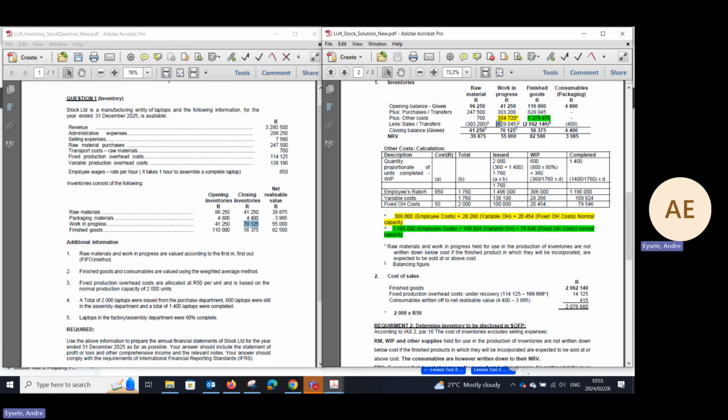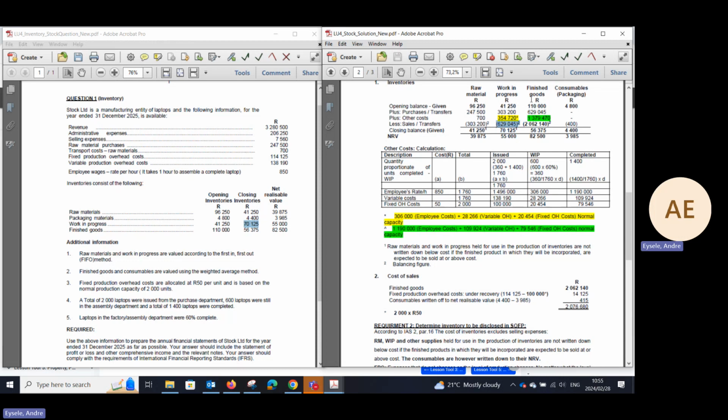Okay, therefore, you transfer the costs from your work in progress to finished goods items. Okay, so how do we get the balancing figure? Well, it's easy. It's your opening stock plus your purchases or transfer cost plus other costs less your closing stock, which gives you your balancing figure of 629045.